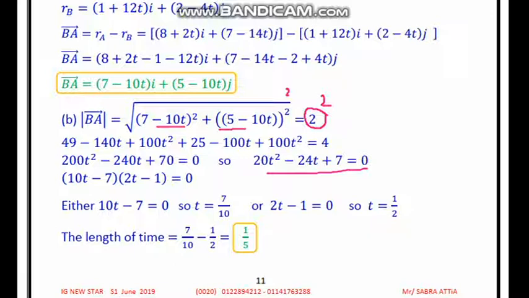So we have either 10t minus 7 equals 0, which means t equals 7 over 10, or 2t minus 1 equals 0, which means t equals half. So at these two times, the two ships are 2 kilometers apart, and between them the ships are within 2 kilometers. We subtract the two times to get the length of the time. I hope you got it.